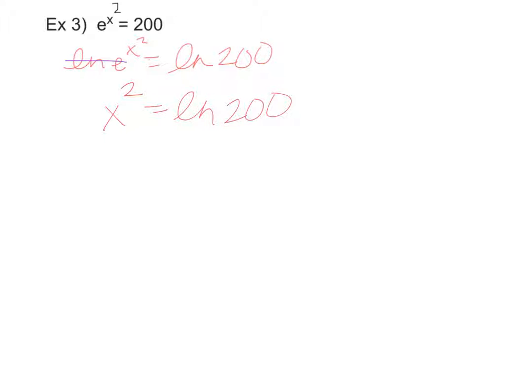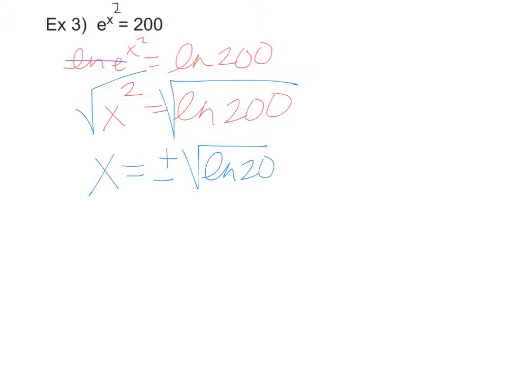Now we've solved quadratics, so we're just going to use our square root property. Anytime you physically make the square root symbol, what do you have to write? Plus or minus, you got it. X is now equal to plus or minus the square root of the natural log of 200. And that's the deal. So if I'm looking at these answers, x is now equal to plus or minus the square root of the natural log of 200.